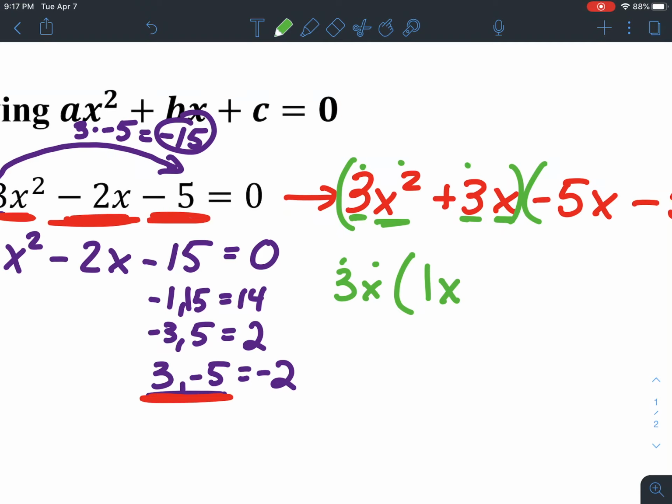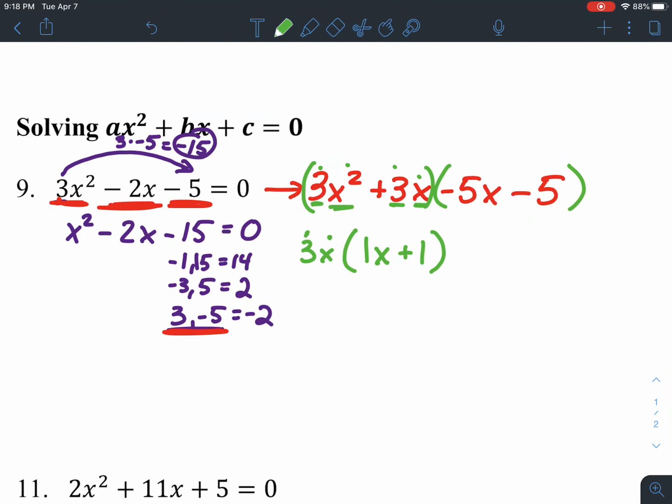And then for the second term, positive 3 divided by 3 is positive 1. X divided by x is 1. I don't need to rewrite the 1 again because 1 times 1 is 1. Okay. So after I factor out the first part, I get 3x on the outside, and I get x. Essentially, I can get rid of that 1. X plus 1 on the inside.